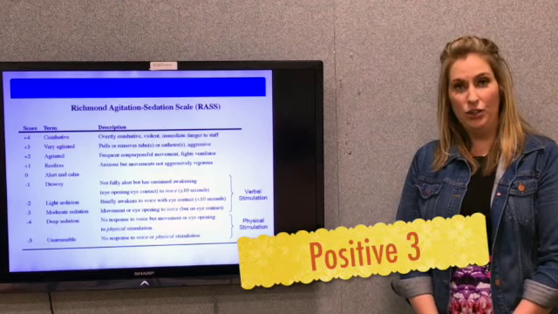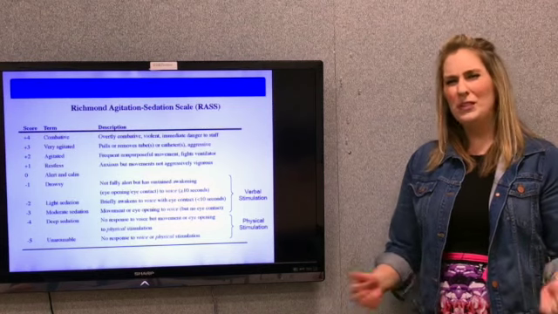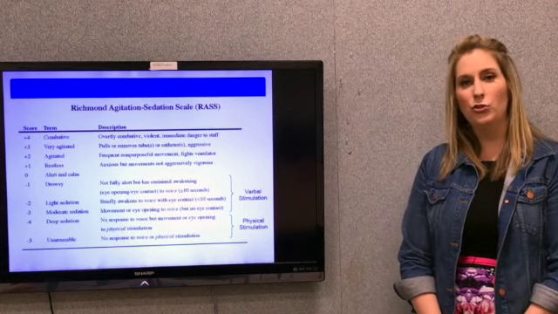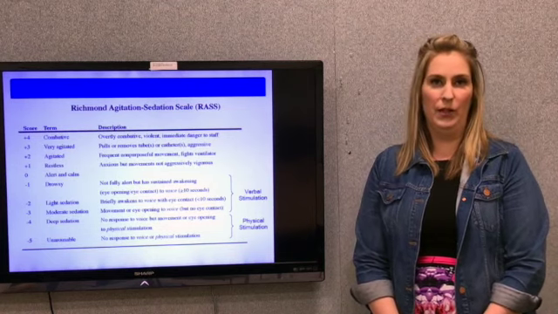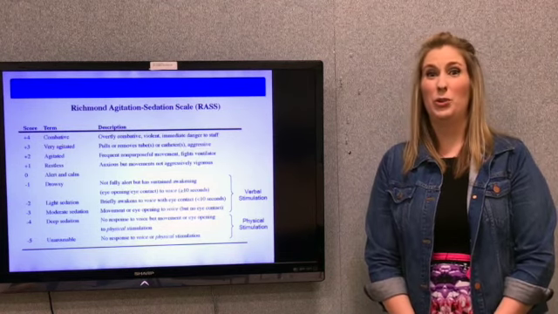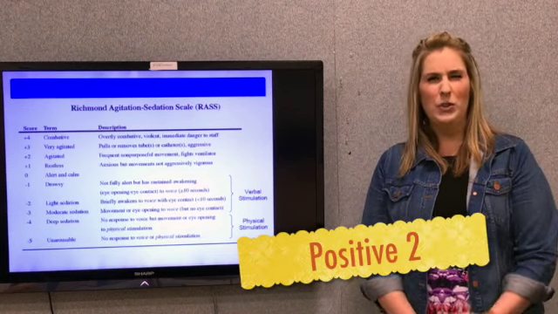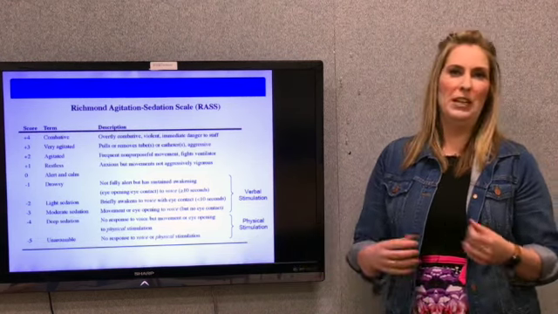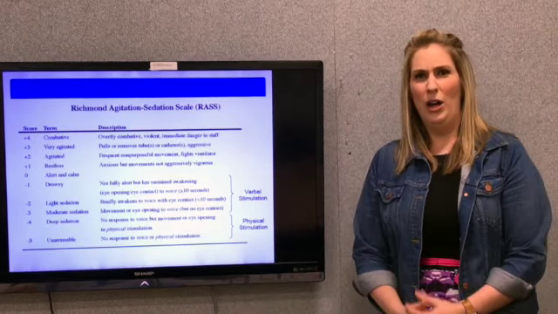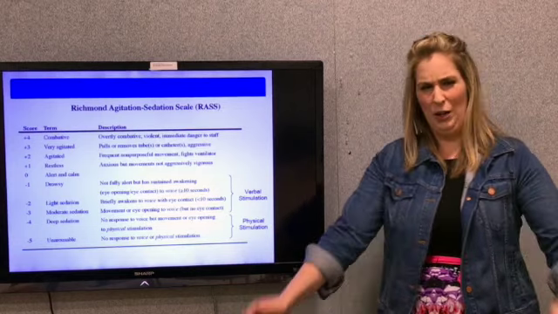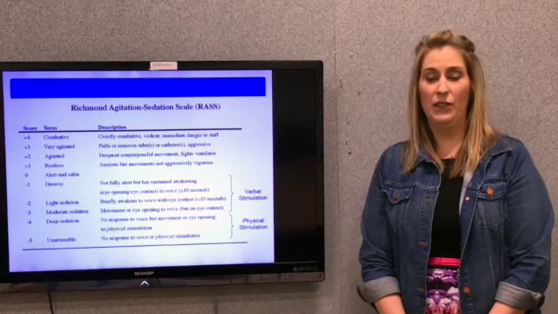+3 is very agitated, and that's when the patient is purposely pulling at things, like pulling at restraints, other lines, trying to extubate themselves. It's purposeful and it's pretty aggressive. +2 is agitated, so it's not necessarily a purposeful movement. They're just agitated. They're kind of moving around, more than fidgety, still kind of pulling on things, but not necessarily purposefully. Could be fighting the ventilator.